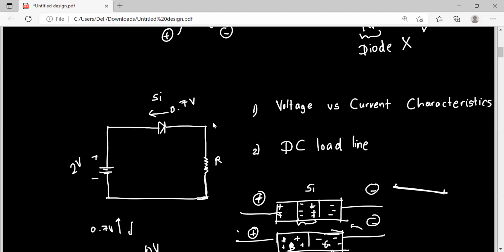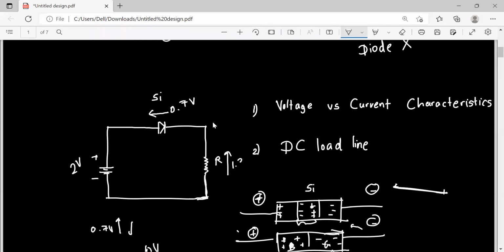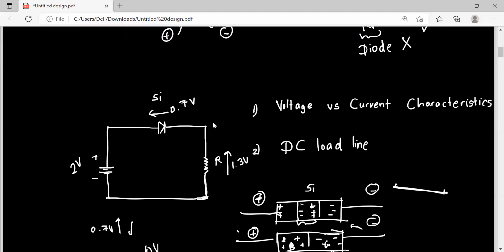Again, please pause the video and try to figure out what happens to the 1.3 volts. In this case, the 1.3 volts lies across this resistor R. So if you don't put this resistor in the circuit, the diode can't survive. That's the main thing. That's why we add a resistor in series with the diode.